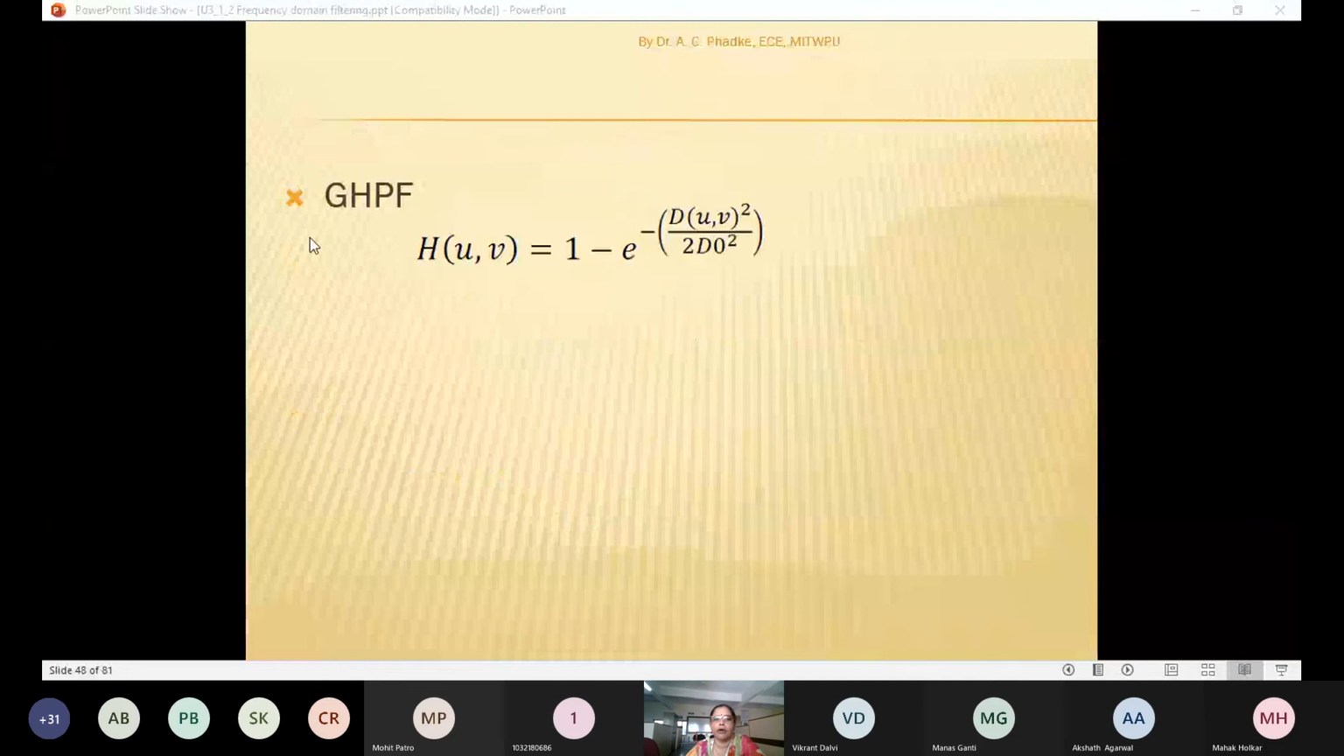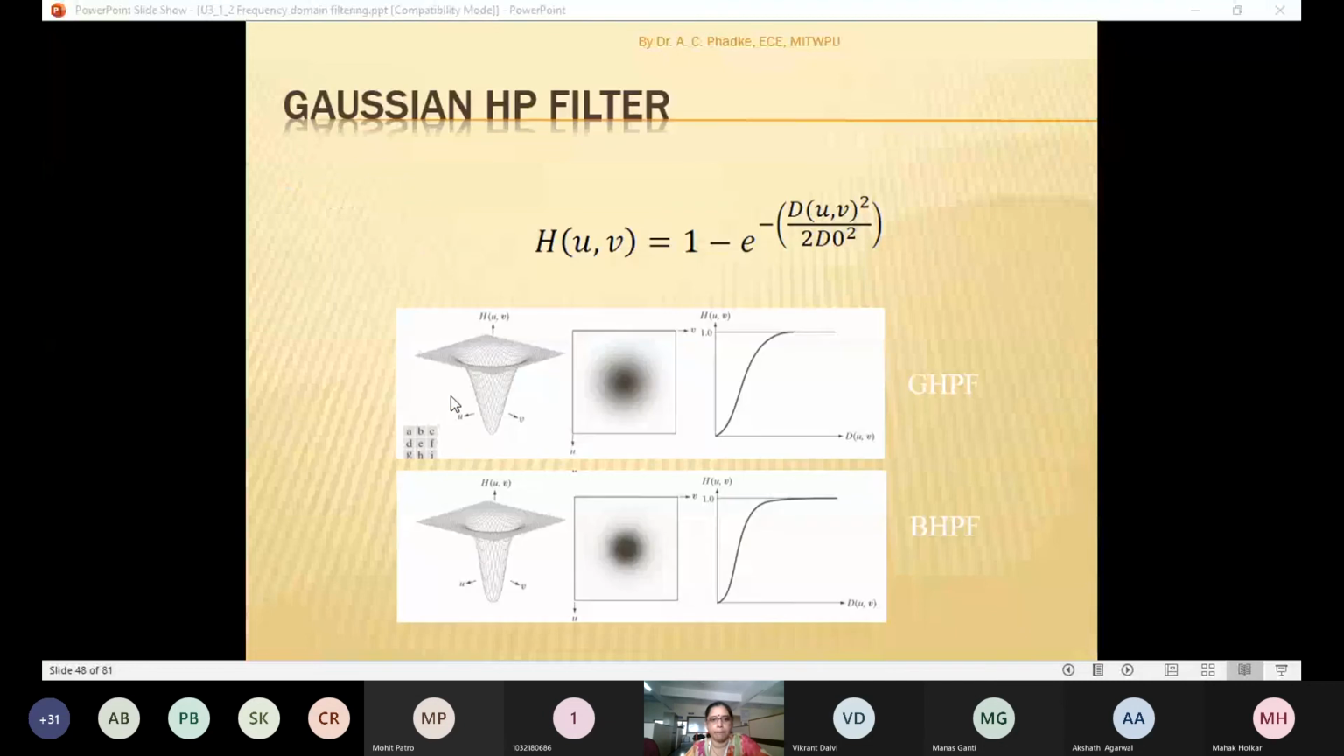Similarly, for the Gaussian high pass filter function, we get H(u,v) as 1 minus e raised to minus D(u,v) squared divided by 2 D0 squared. So we are simply subtracting the Gaussian low pass filter from 1 to get the Gaussian high pass filter function. Okay, so this is the high pass filter. This Gaussian high pass filter function is as shown here, and this equation is as given in this formula.